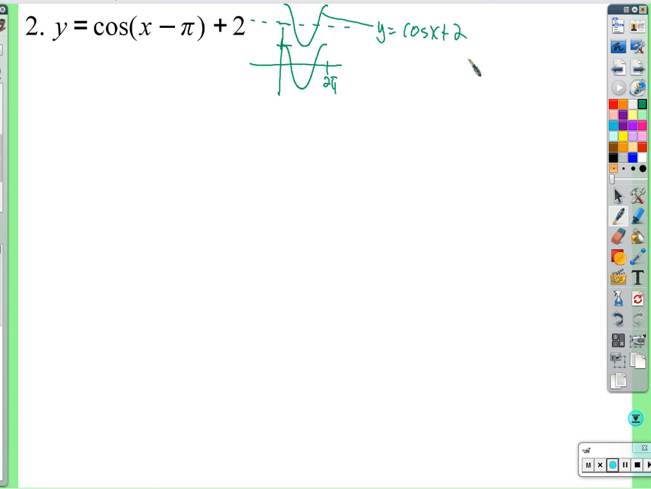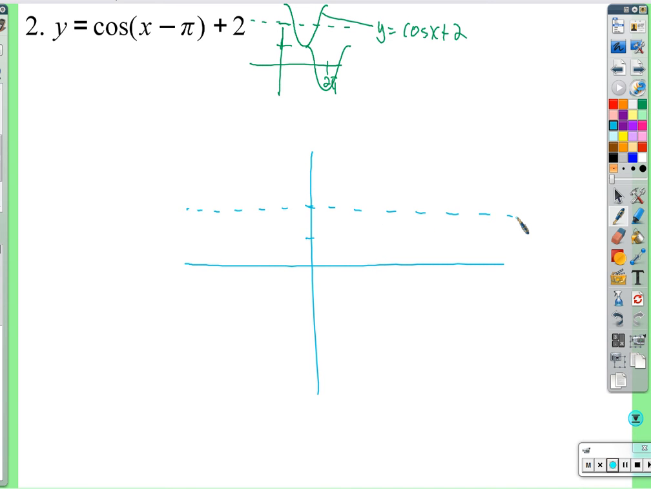We got that minus pi. What does the minus pi do? Moves to the right pi. Well, this is right here, this is pi, so if we move the left side of it over to pi, that's about what it looks like. Let's make it look nice. It moves up 2, so our midline is at 2. Period hasn't changed, just moves to the right pi.